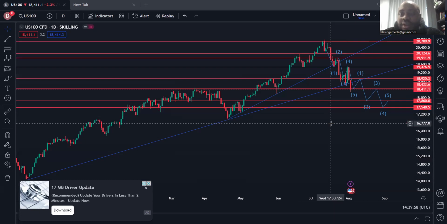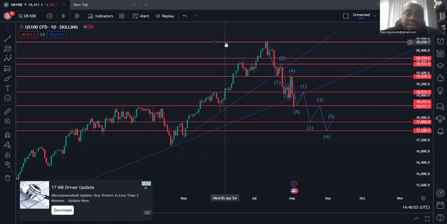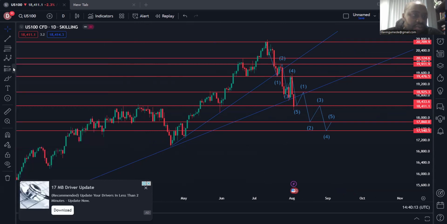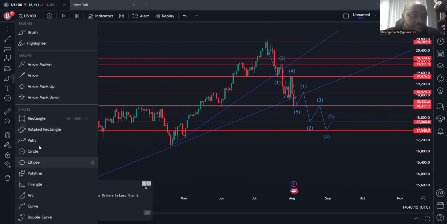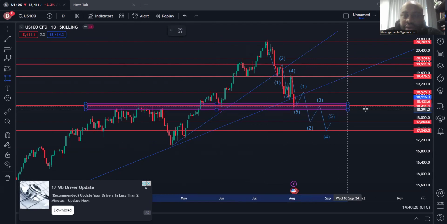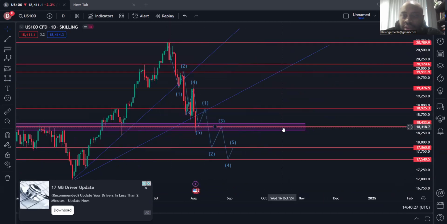If that does not happen, we also have a really strong support angle within this area here, which I will highlight for you. We have a very strong support area around here, which is around the 19,441.